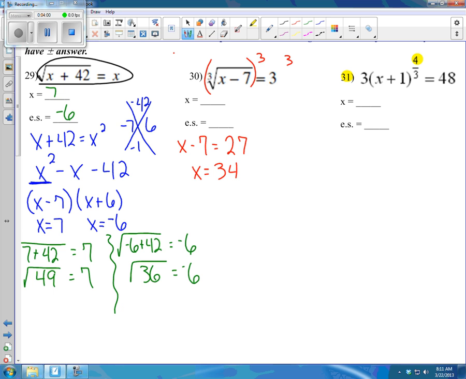34. So now what I want to do is see, is that extraneous? So I'm going to take the 34, plug it back in, and see, does the left side equal the right side? So if I take the cube root of 34 minus 7, that's the cube root of 27. And the calculator would agree with the fact that it's 3. So this works. It's not extraneous. The answer is just 3.